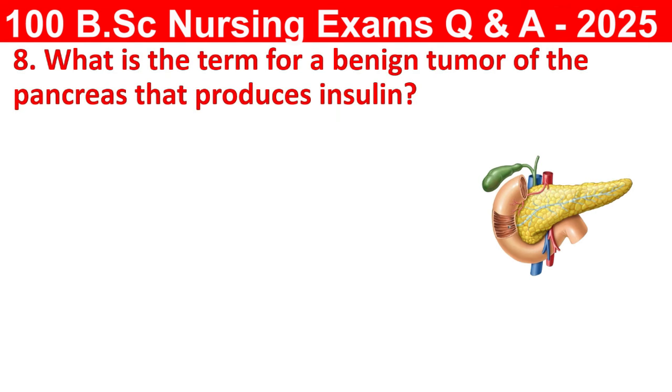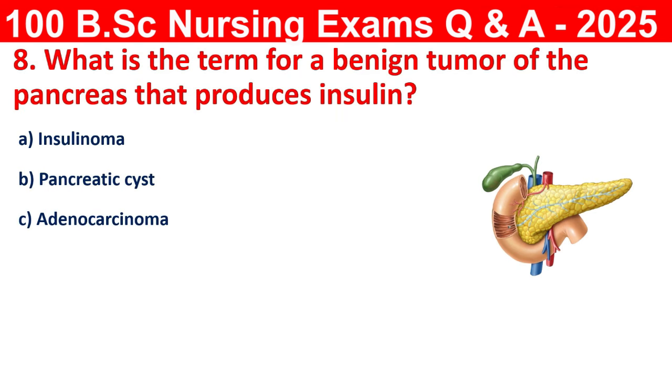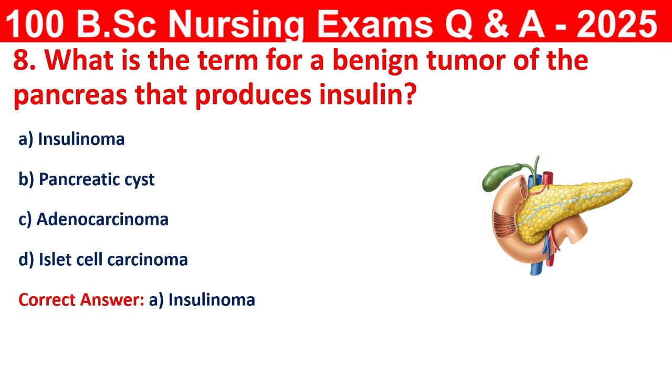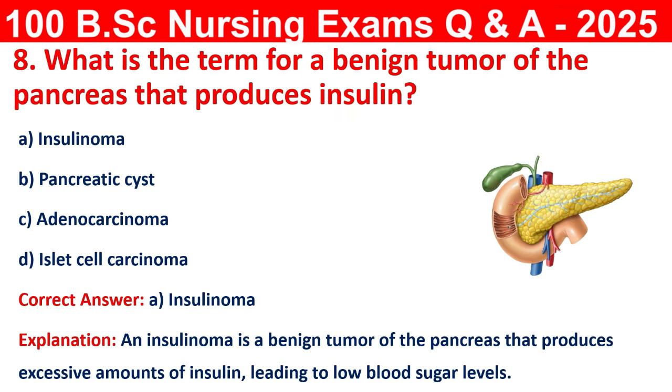Question number 8. What is the term for a benign tumor of the pancreas that produces insulin? Your options are insulinoma, pancreatic cyst, adenocarcinoma, or islet cell carcinoma. The correct answer is A, that is insulinoma. An insulinoma is a benign tumor of the pancreas that produces excessive amounts of insulin, leading to low blood sugar levels.